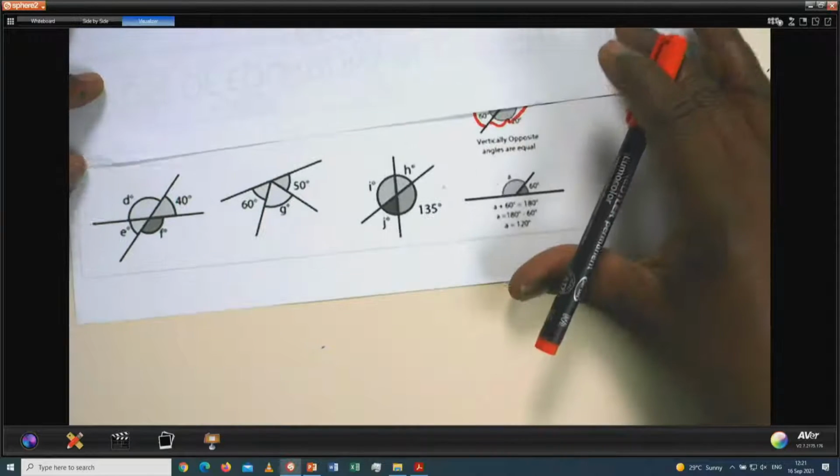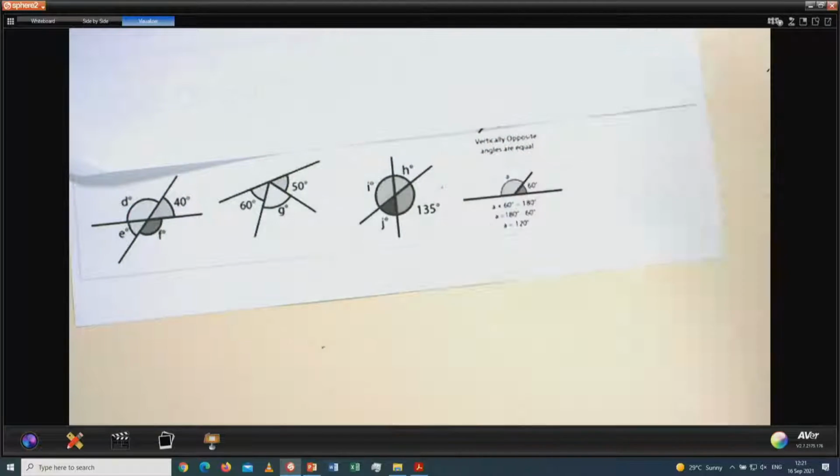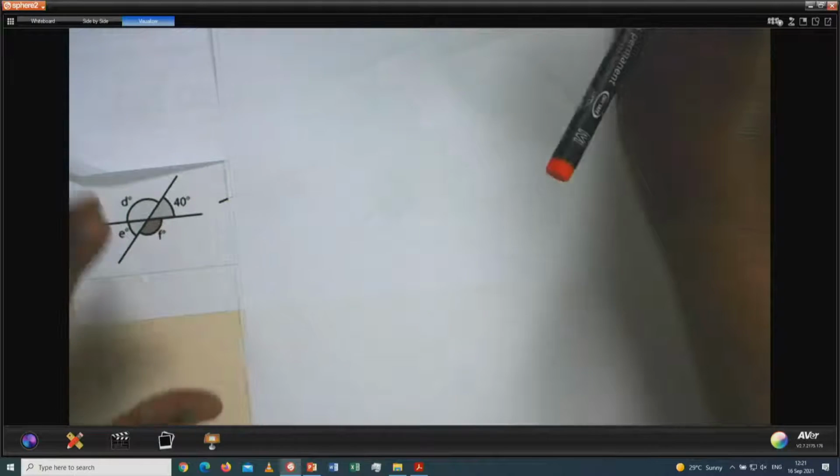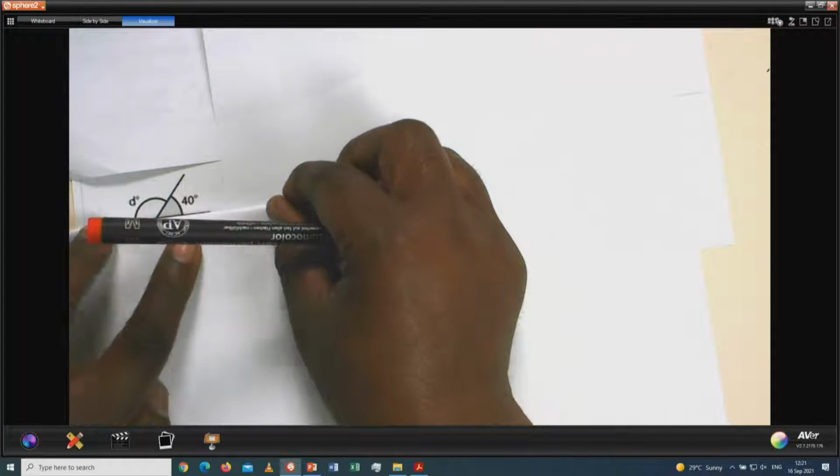Now, let's see your first question. Let's focus on this question. What is important? What are you given? What information will make sense to you? Yes, we know that these two angles are adjacent, and we know that is 180. Therefore, maybe we can get D.